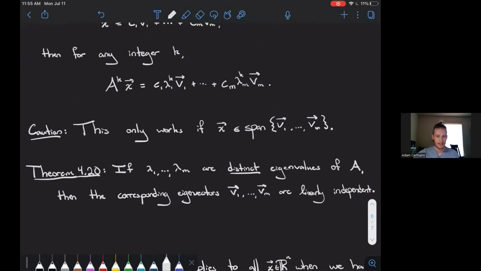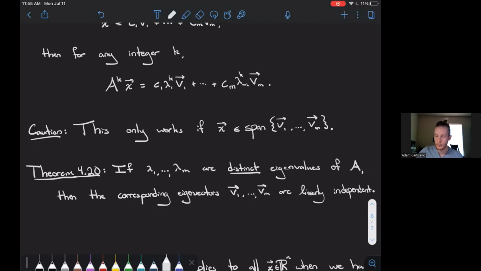But in the direction of trying to understand when this will work and how, we do have one theorem that we're going to state without proof. Actually, I don't think we've proved anything this lecture, which is very sad, but you know how it is. No, we did. Okay, anyway.